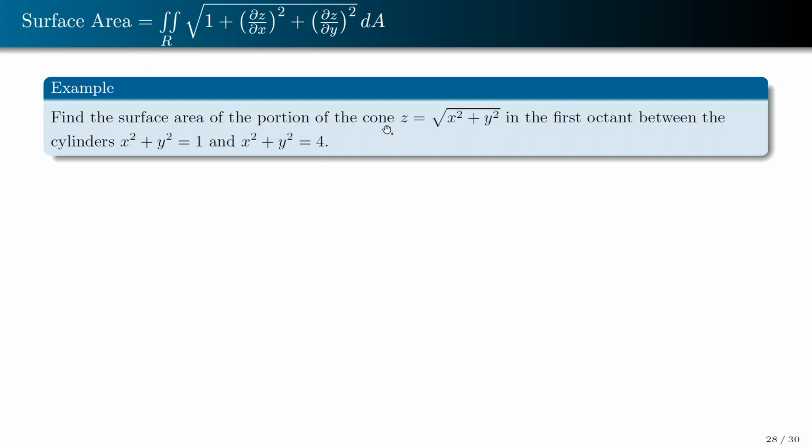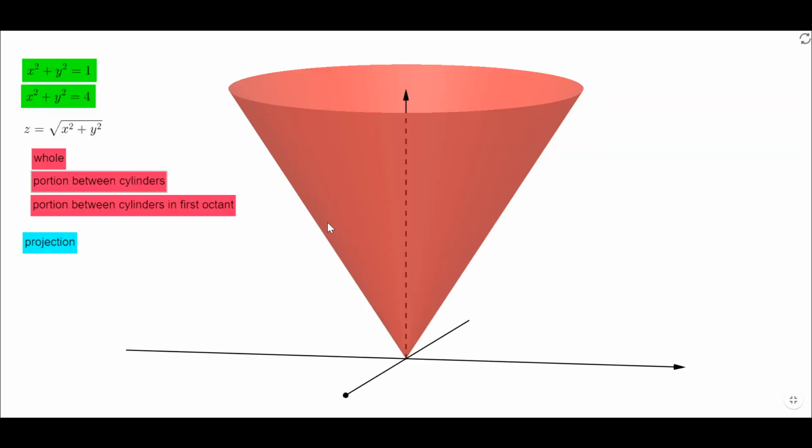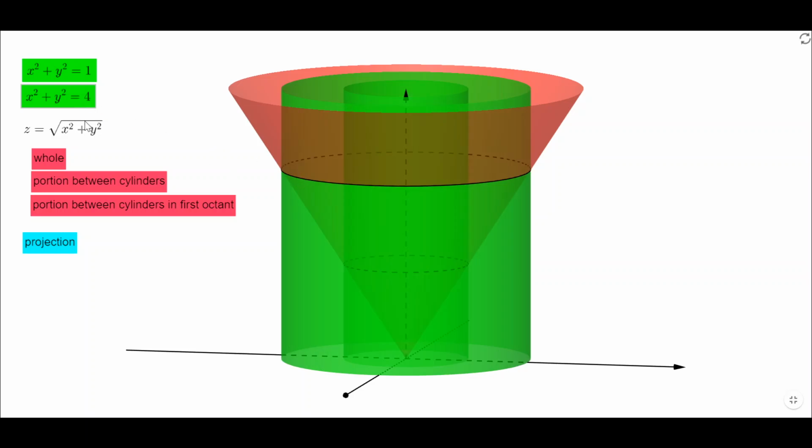Para malaman yung region R, since hindi siya given, kailangan alamin natin siya by sketching what's happening here. So, again, ang given sa atin dito ay isang cone, as portion lang daw between these two cylinders, at saka nasa first octant lang. So, let's visualize that. So, we have this cone. Tapos, we have two cylinders, x squared plus y squared equals 1, tsaka x squared plus y squared equals 4. Tapos yung portion lang daw ng cone na nasa gitna ng dalawang cylinders na to. So, ito na lang, kung iimagine nyo, ito na lang yung matitirang portion.